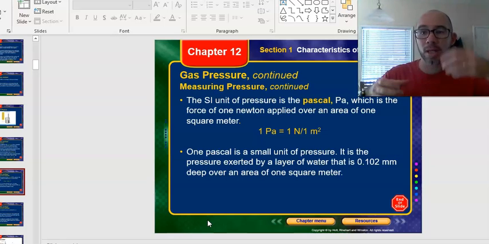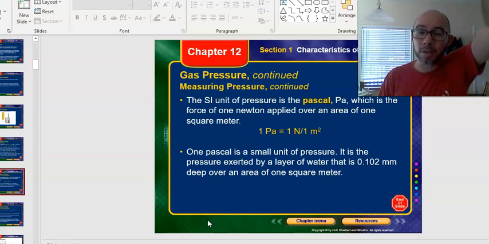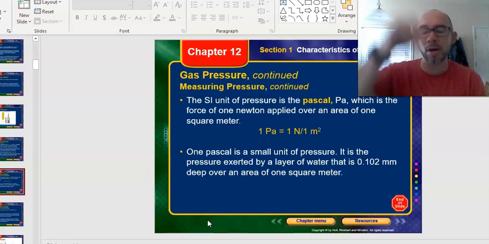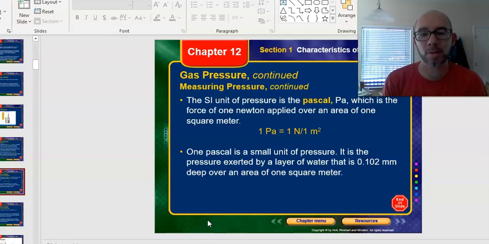So he had a barrel and he had a little tube going into the barrel, and he would pour water down the tube into the barrel, and he could get the barrel to pop if he put enough pressure on it with his column of water from like the second or third story. So it got named after him, Pascal, the Pa. 1 Pascal is 1 Newton divided by 1 square meter.